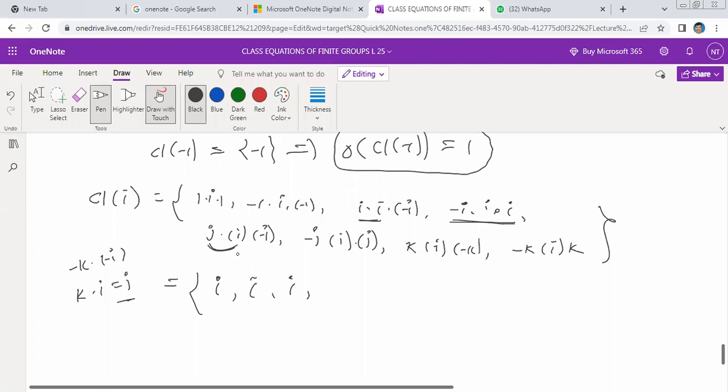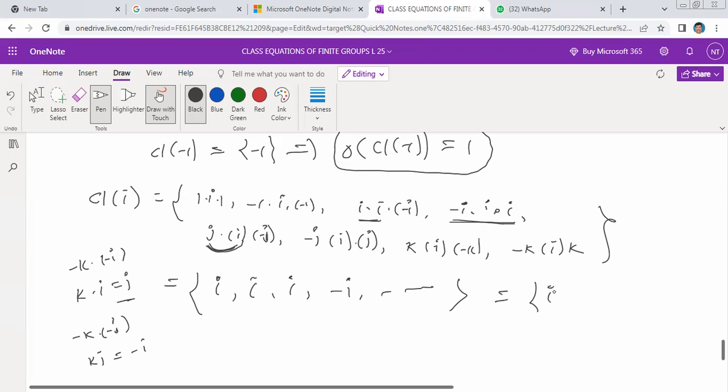K into I is not J. This is J minus I. It is minus J. J I minus J, this is my question. J into I is equal to minus K. Then minus K into J is minus I. K into J is equal to minus I. Here minus I is also there.